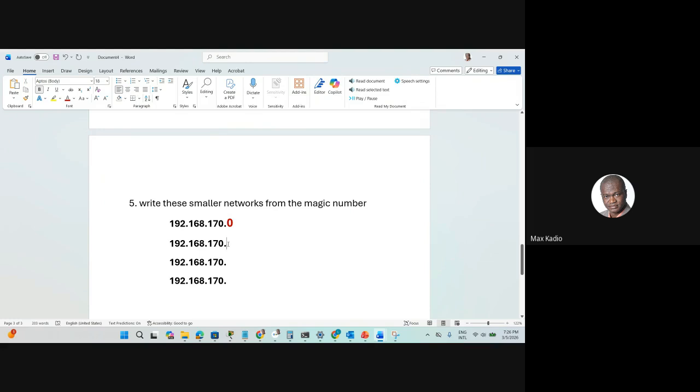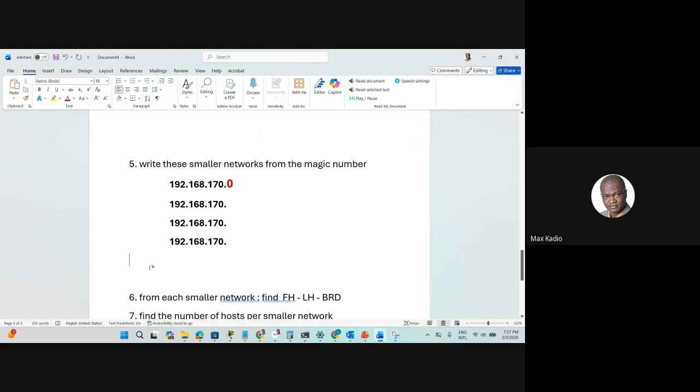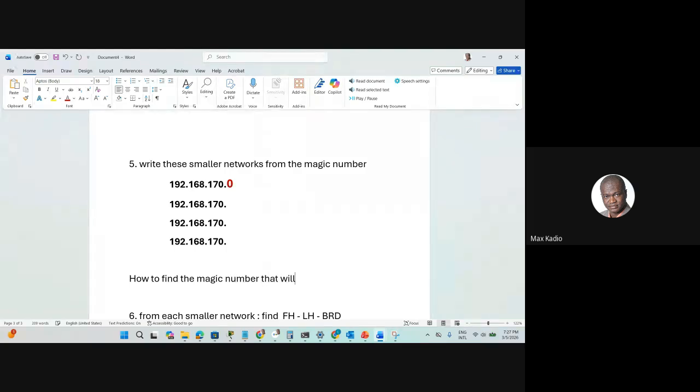Now, how am I going to find the remaining ones? To find the remaining ones, we need to find something called the magic number. How to find the magic number that will help us to find the other networks. To find the magic number, you do your table. Insert your table.